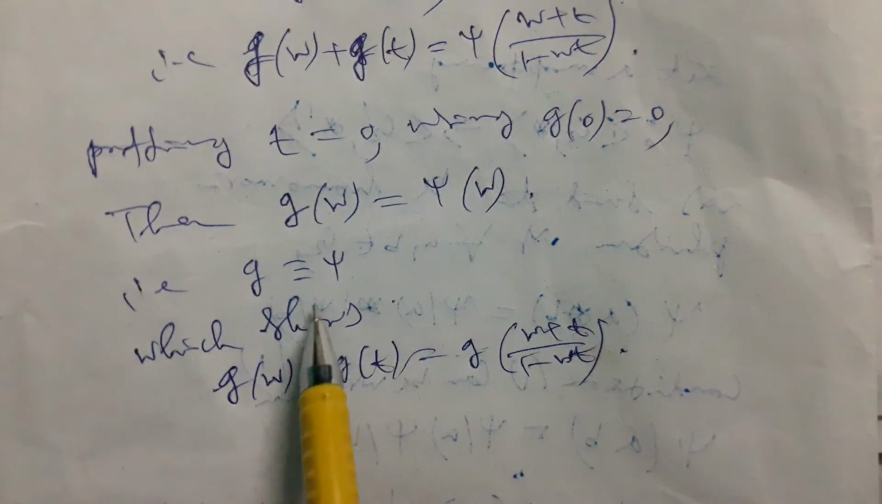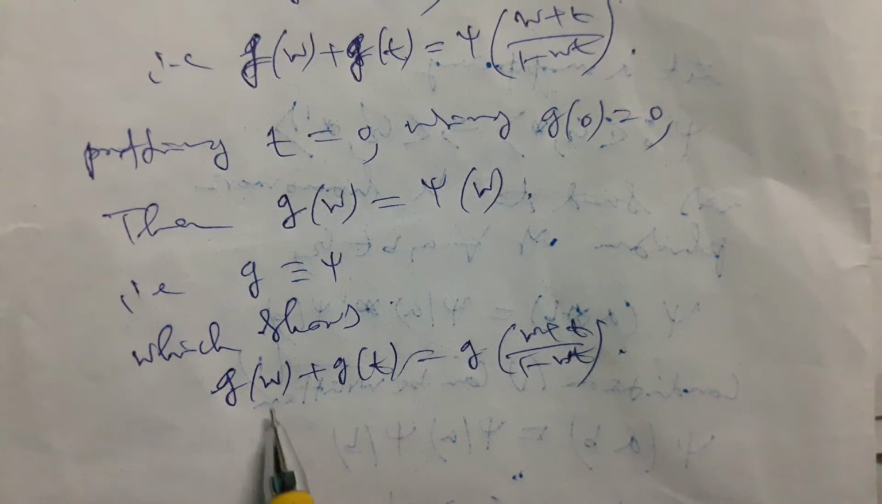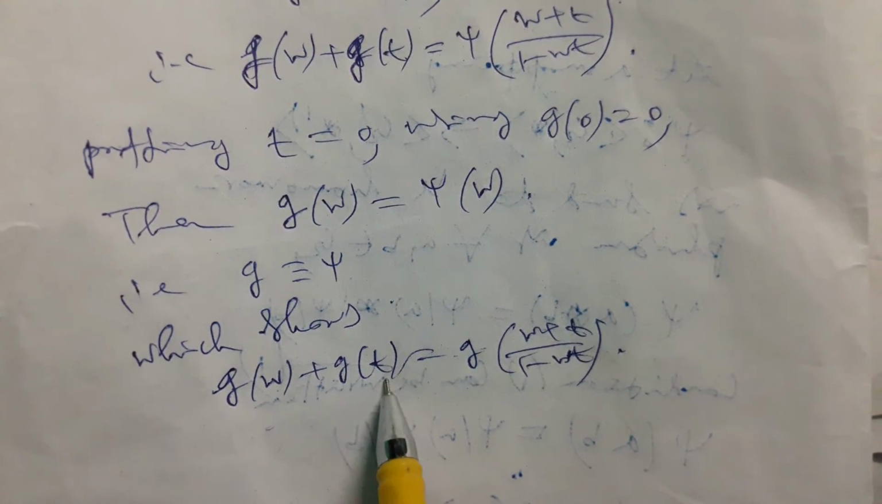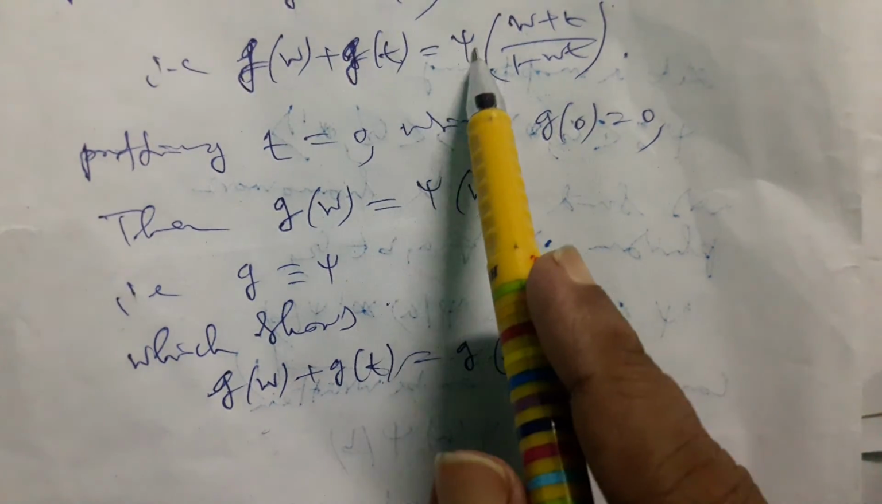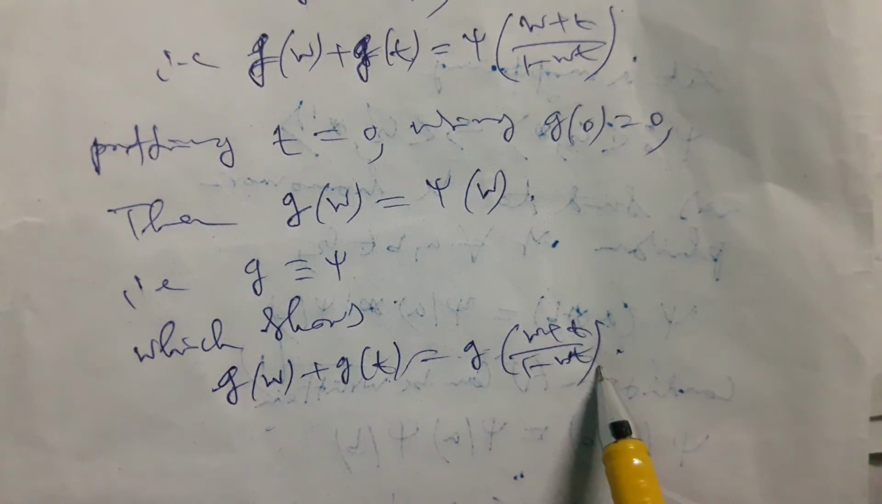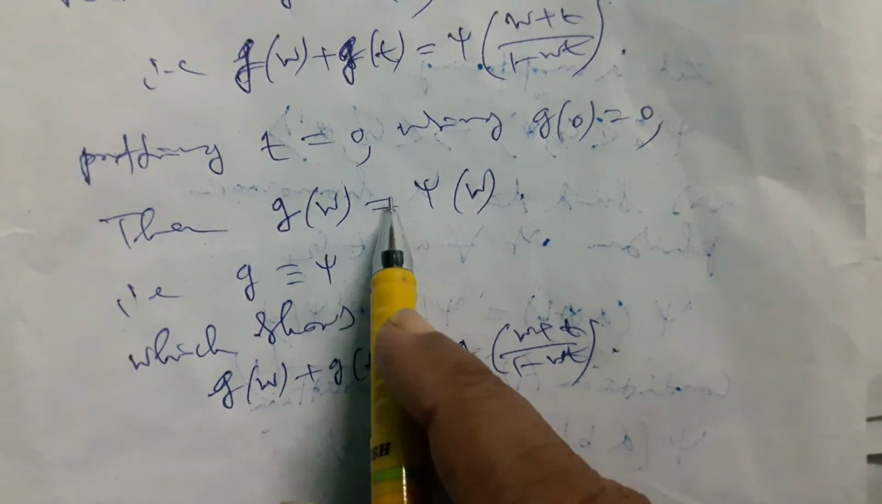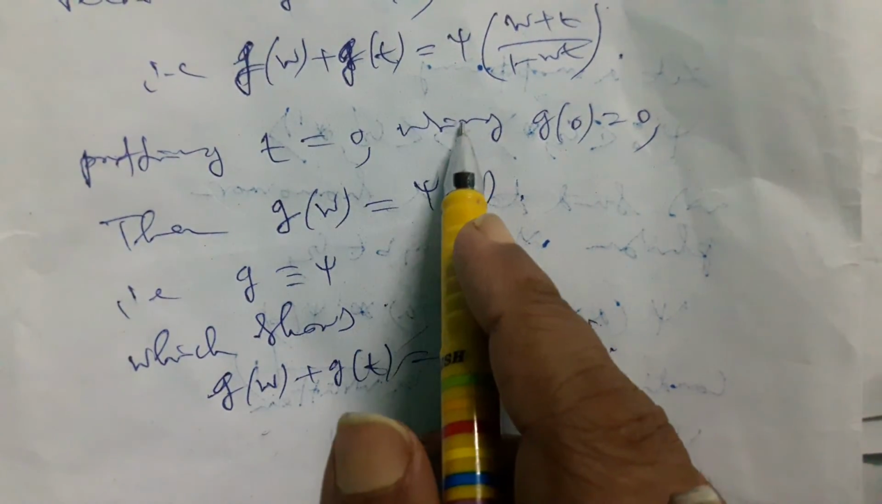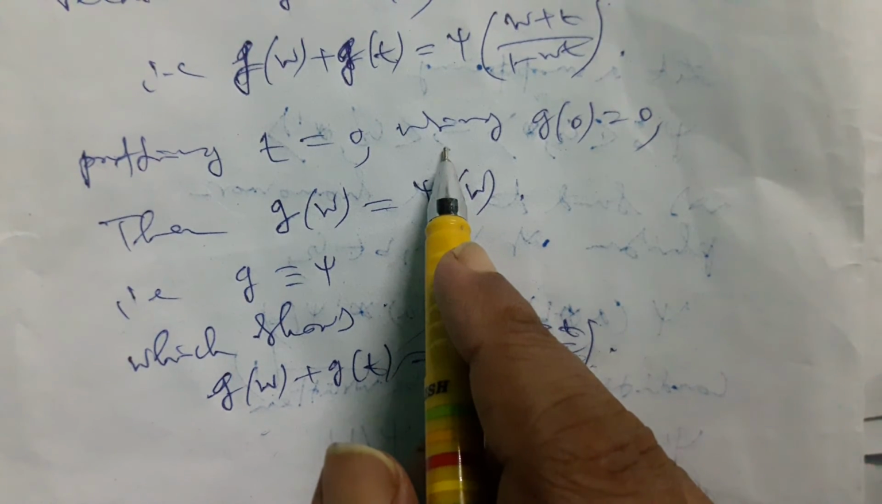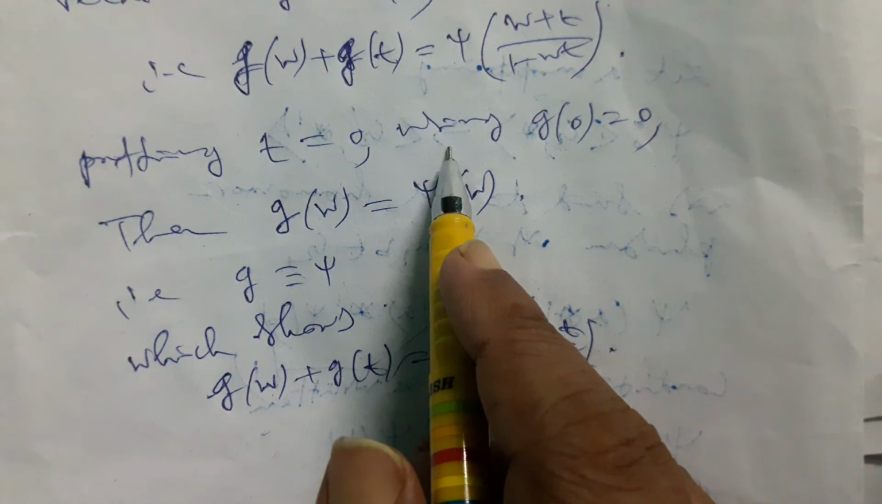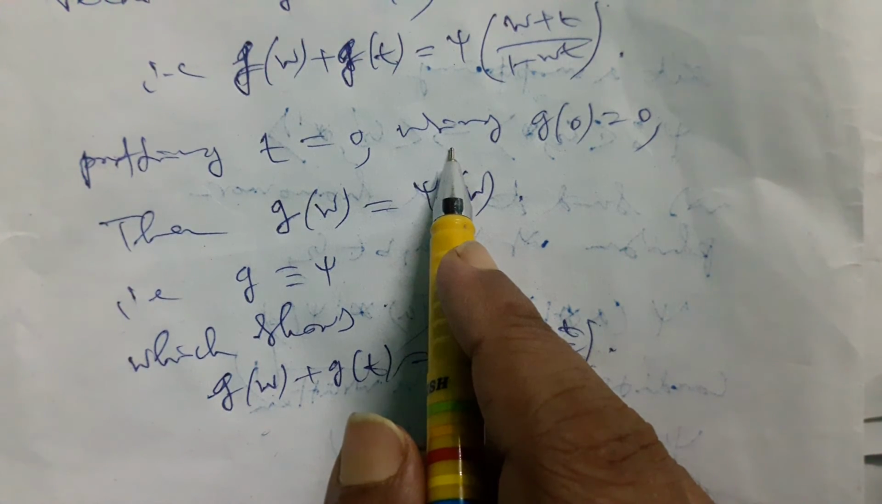So we can say easily that g is equivalent to psi, which shows that g(w) plus g(t), substituting g in the place of psi, equals g of (w plus t) by (1 minus wt). Hence the proof is complete. So in this way we are using the property of functional relation, that is functional dependency: if the Jacobian vanishes, then the functions are functionally dependent. So with the help of a problem we get some idea of how the Jacobian works in cases of functional dependency in real analysis.